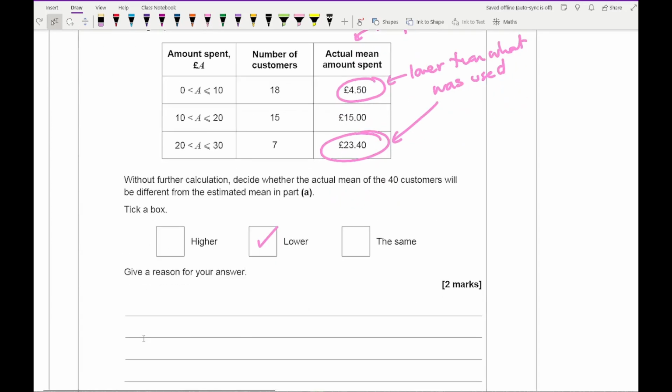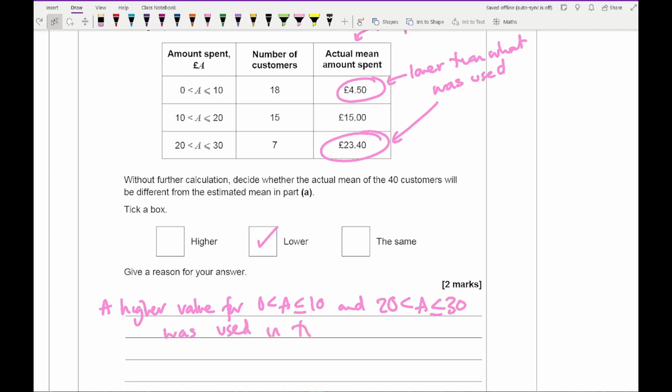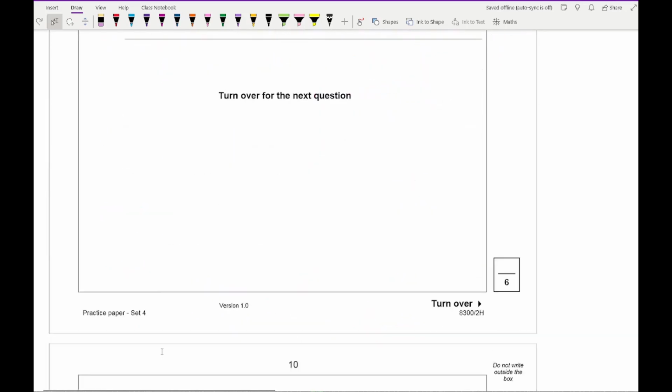So again, to give a reason for the answer, we could say that a higher value for 0 to 10 and 20 to 30 was used in the estimate. So something along those lines would be absolutely fine for the 2 marks.